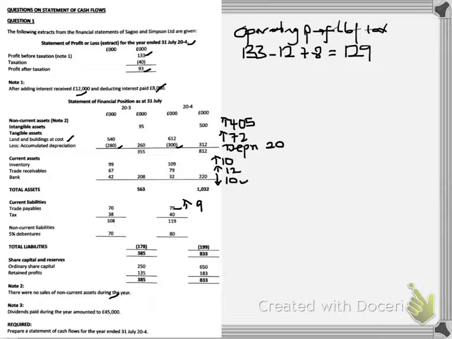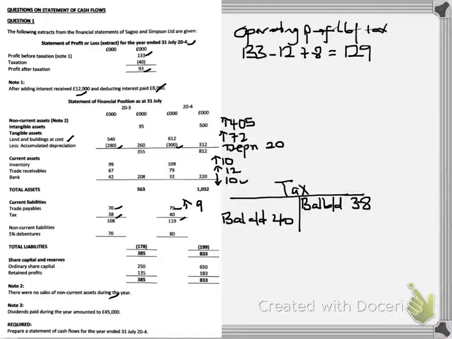We have taxation here. Alright, so let's open up the tax account. Starting with the balance brought down, 38, on the credit side. Why is it on the credit side? Because it is a current liability. Balance carried down.